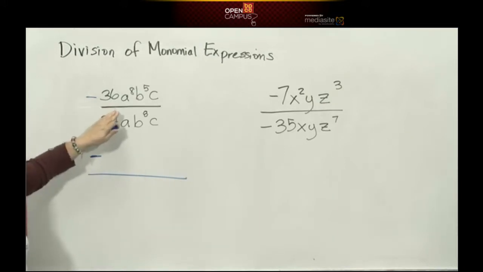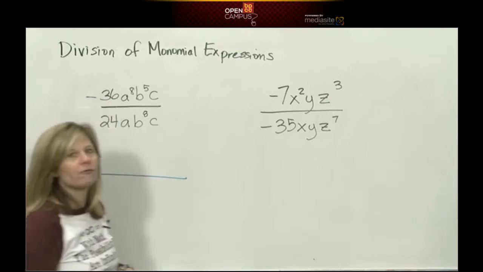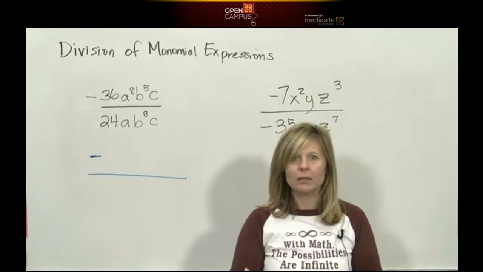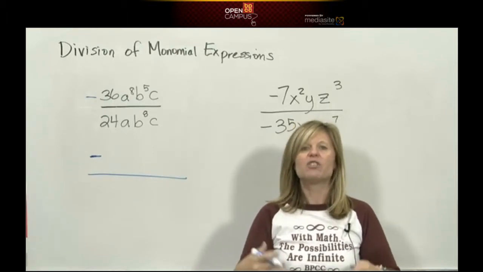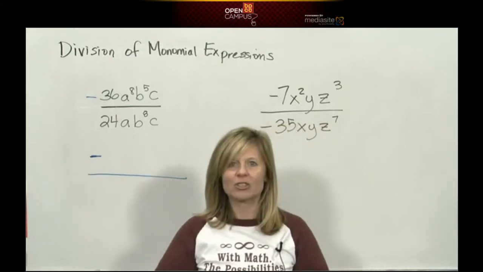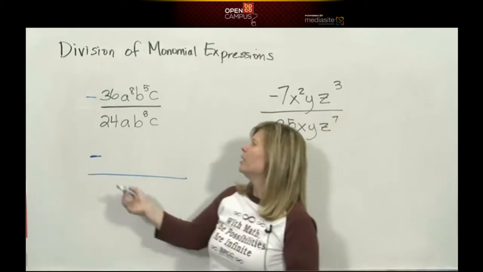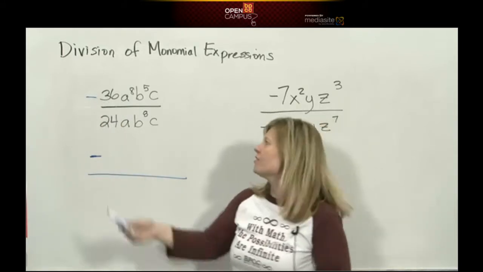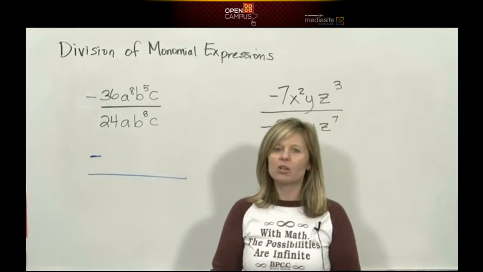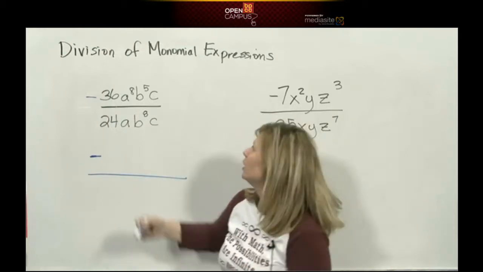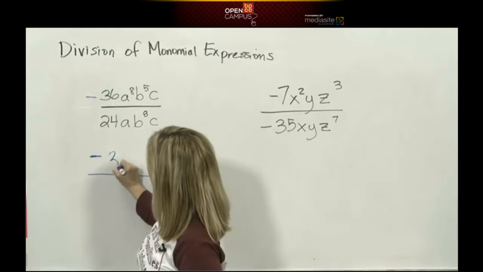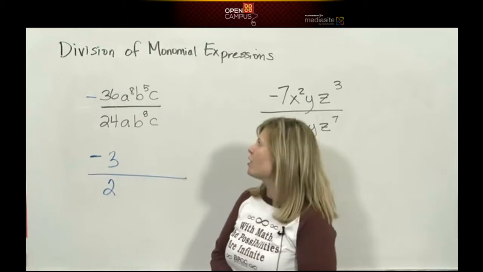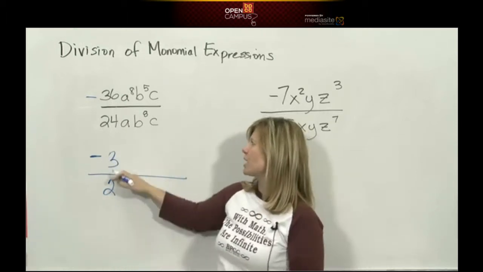I want to divide my coefficients. 36 divided by 24. Well, you're right. 36 and 24 do not divide into each other equally. So what we're going to have to do is divide them both by their greatest common factor, the largest number they have in common. Yes, you can divide them both by 2. Yes, you can divide them both by 3. Yes, you can divide them both by 6. But the biggest number you can divide them both by is 12. So 36 divided by 12 is 3. 24 divided by 12 is 2. So 36 over 24 reduces to 3 halves.